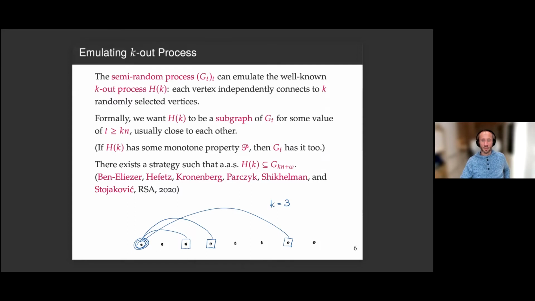So how do we do this coupling? Well, the situation is quite easy. Of course, you don't want to wait for every vertex to be hit by, say, k squares if you want to mimic Kout, because that would happen after a long time. By the coupon collector problem, we need n log n rounds to actually hit every vertex at least one time. So if I want to hit every vertex at least 3 times, I will have to wait n log n rounds to do that.